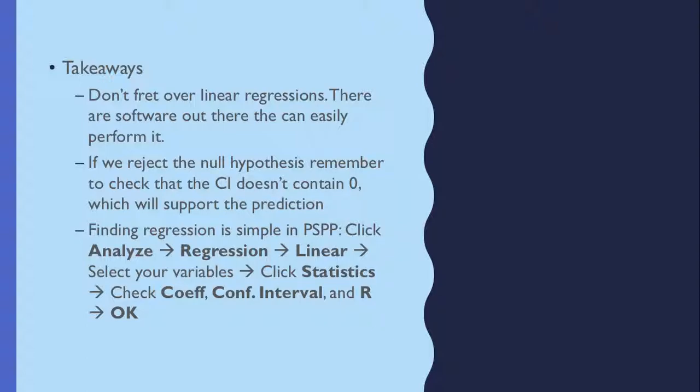You just simply click Analyze, Regression, Linear, you select your variables, then you click Statistics. Make sure you check that coefficient, confidence interval, and R are selected, and then you click OK. This is after you import your data into PSPP.